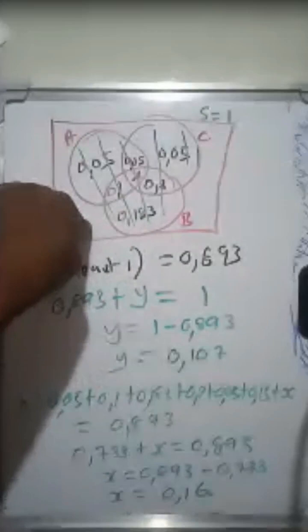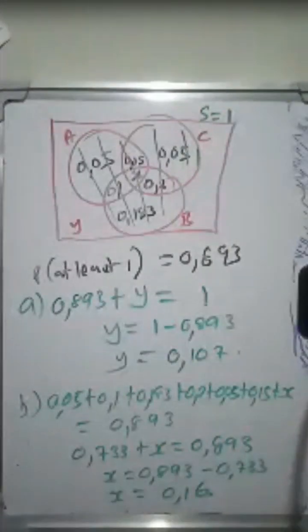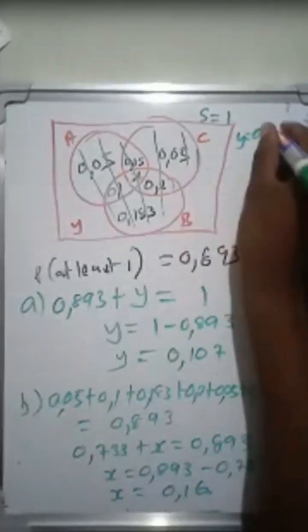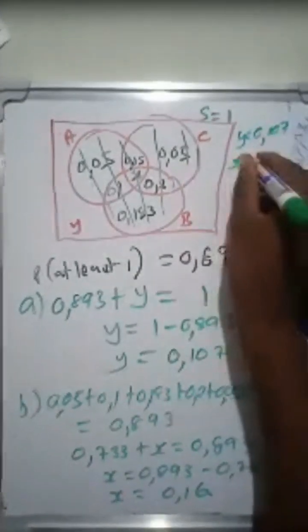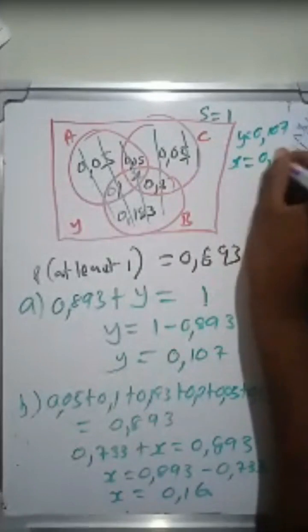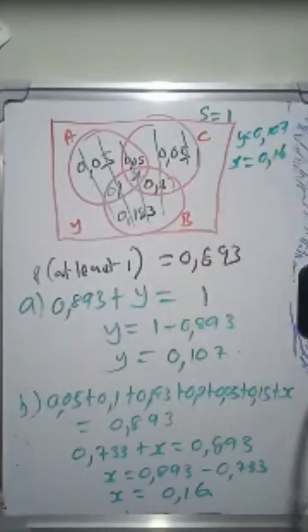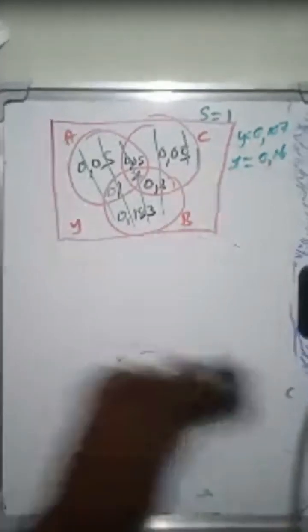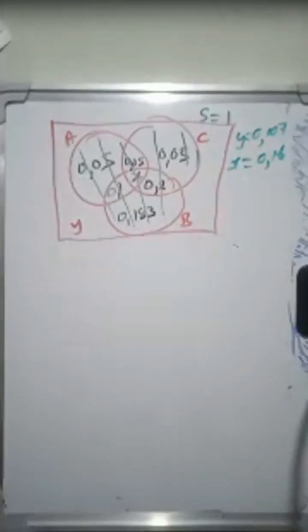Otherwise, if you are not given this one, you're going to add that plus that. Then you equate it to what? To 1. Then you calculate x. Okay? So in this case, x is 0.16. So y is equal to 0.107. X is equal to 0.16. Okay? Then now we use that one to answer.